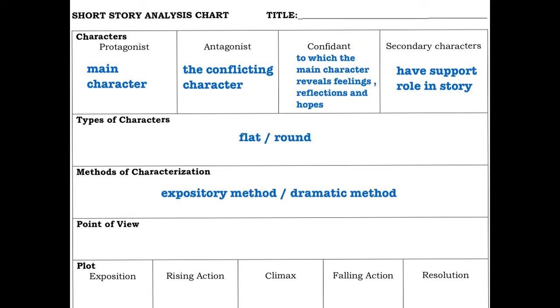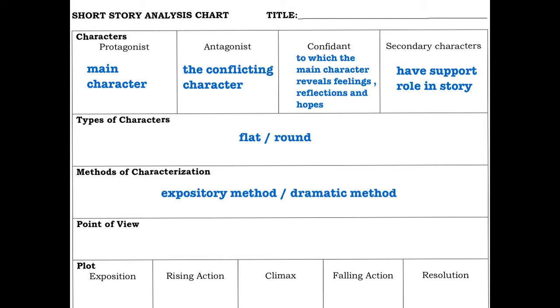The confidant will be the character to which the main character reveals feelings, hopes, emotions throughout the story. And all the remaining characters, the secondary characters, are the ones who simply support the main character and the other characters without playing a major role inside the story. Characters can be of two types, flat and round. Flat characters will not change in the course of the story, as opposed to round characters who will change personality and also perhaps come to a new awareness of life.